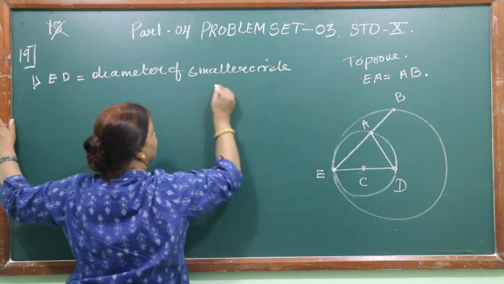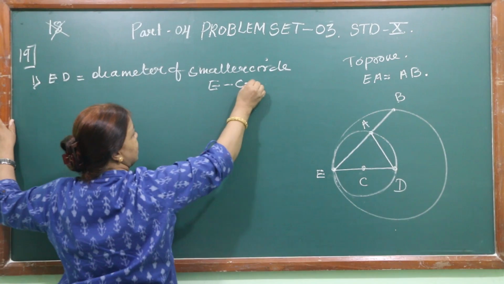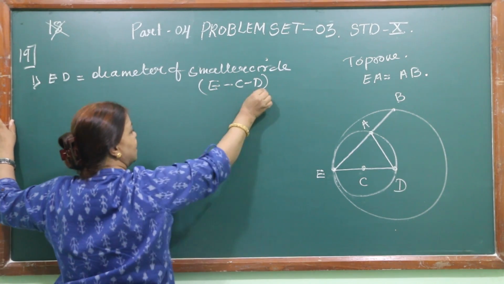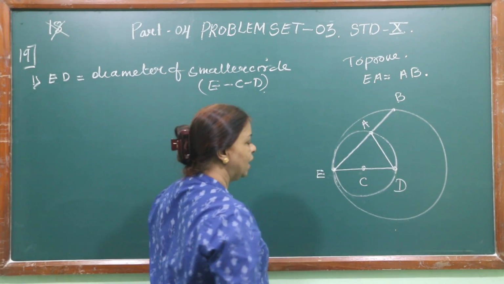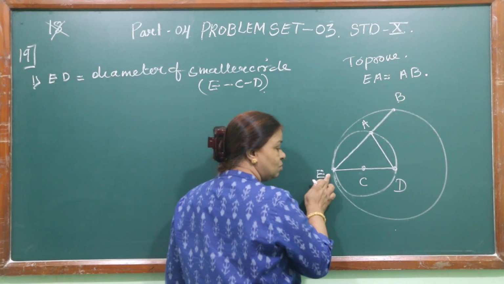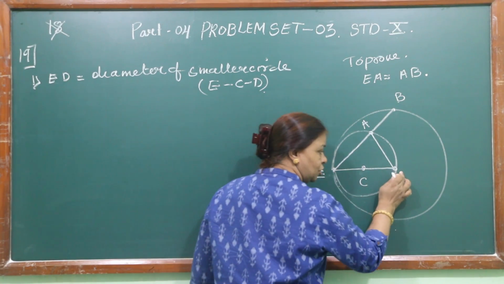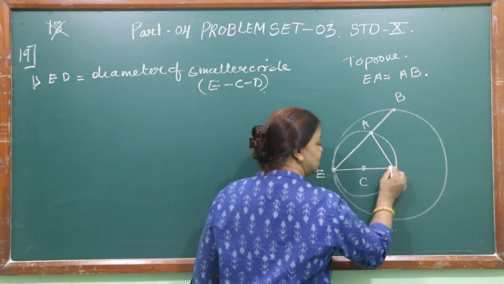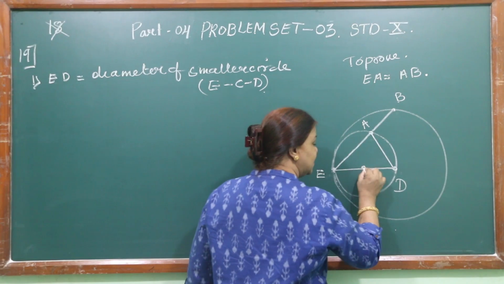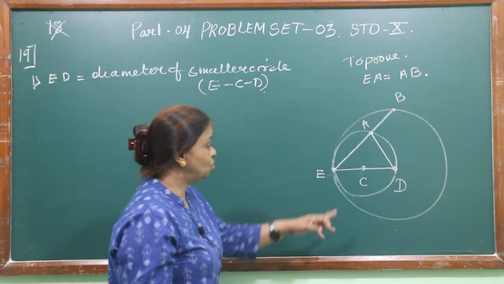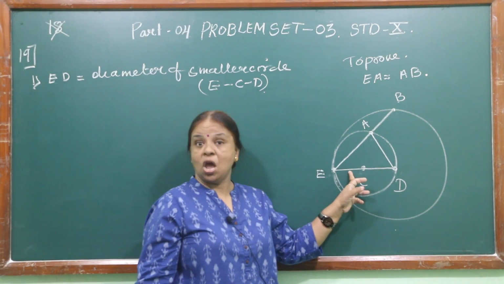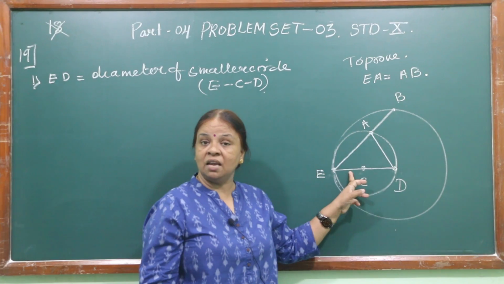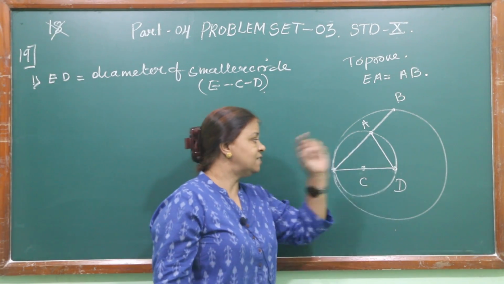And why? Because E, C and D are in one line. Okay? E is the point on the smaller circle. D is the point on the smaller circle. Both the ends are joined and C is the center. A line passing through the center is the largest chord of the circle. That is nothing but a diameter. So, ED is the diameter.